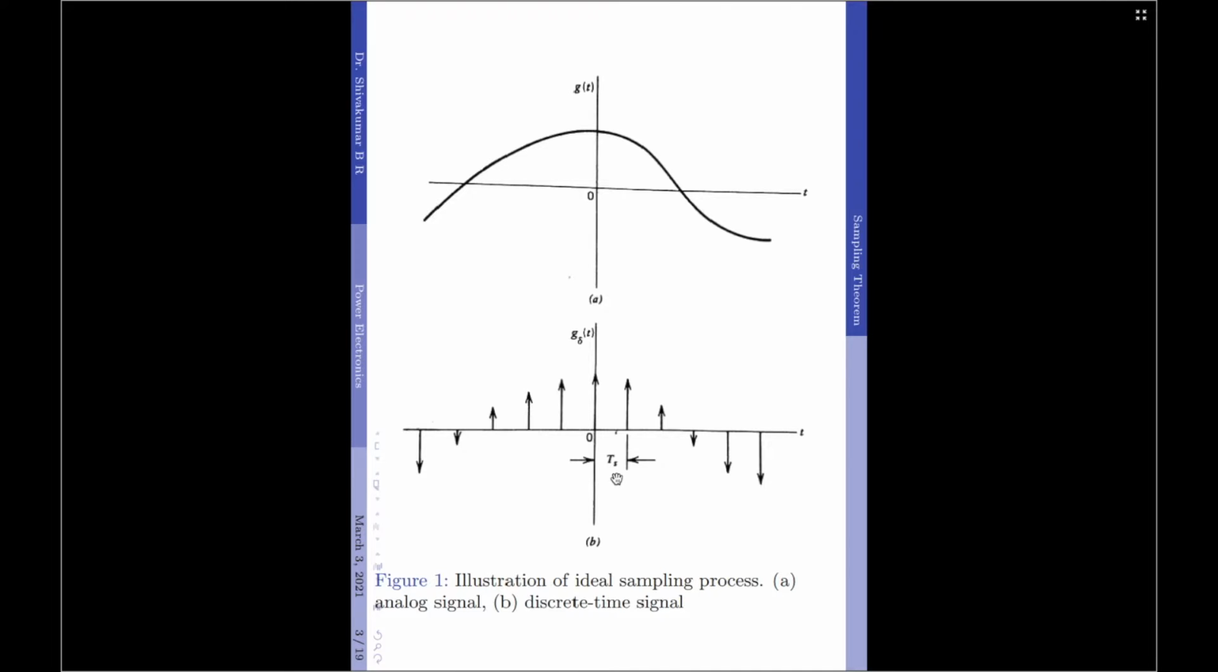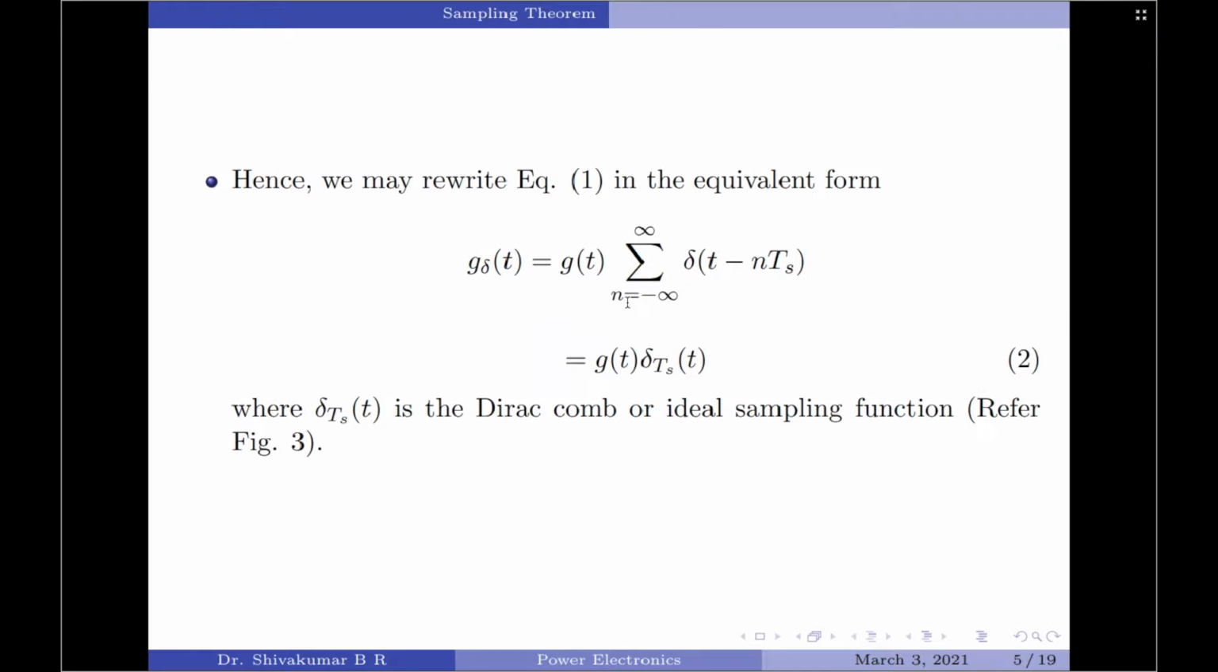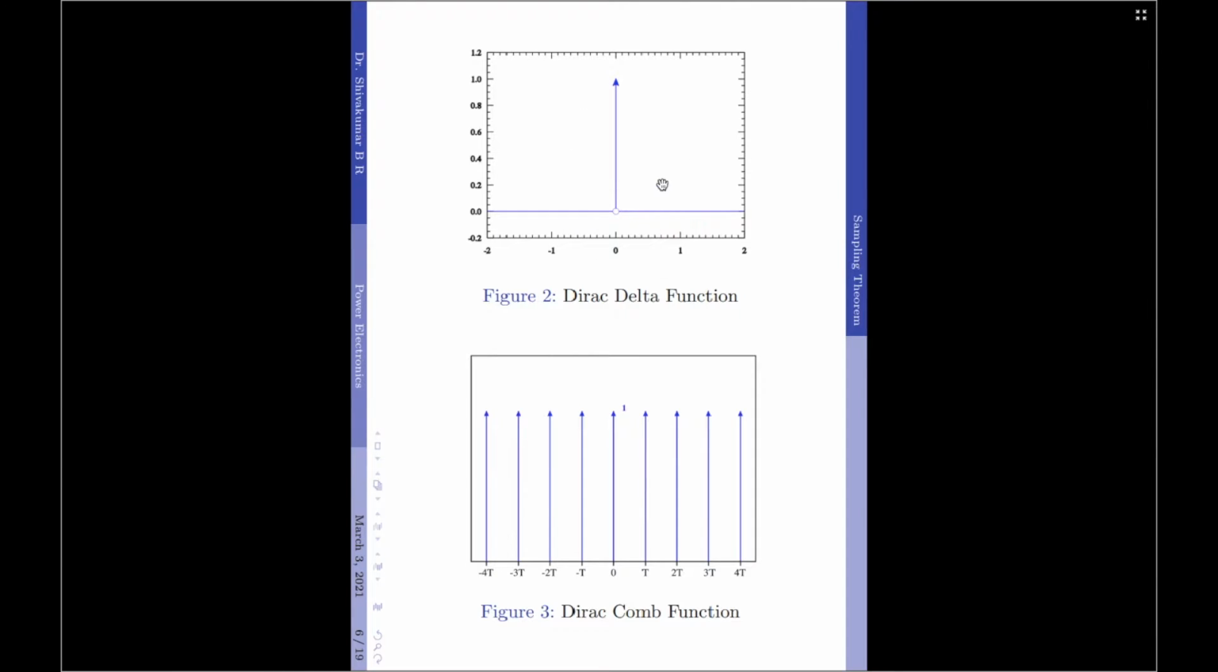So, the discrete time signal g delta of t that results from such a sampling process can be represented by an equation as g delta of t equals summation n varying from minus infinity to plus infinity g of nTs into delta of t minus nTs. Here what is very important is the delta function, which is called the Dirac delta function, located at t equals nTs. Now for n equals 0, we have a diagram for the Dirac delta function given by this. So this is the Dirac delta function at n equals 0.